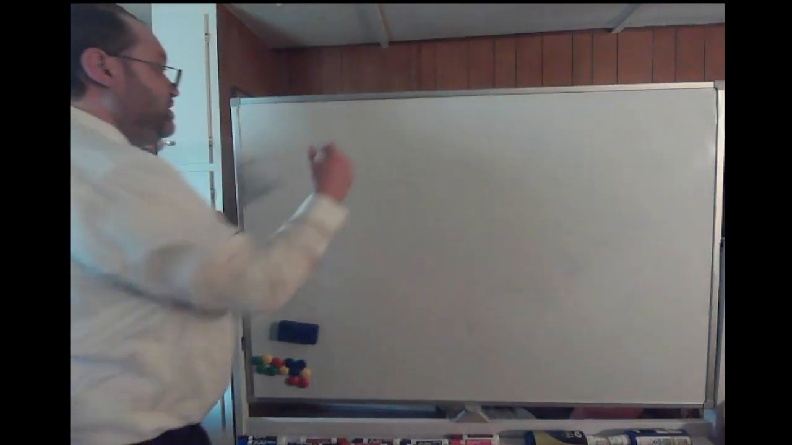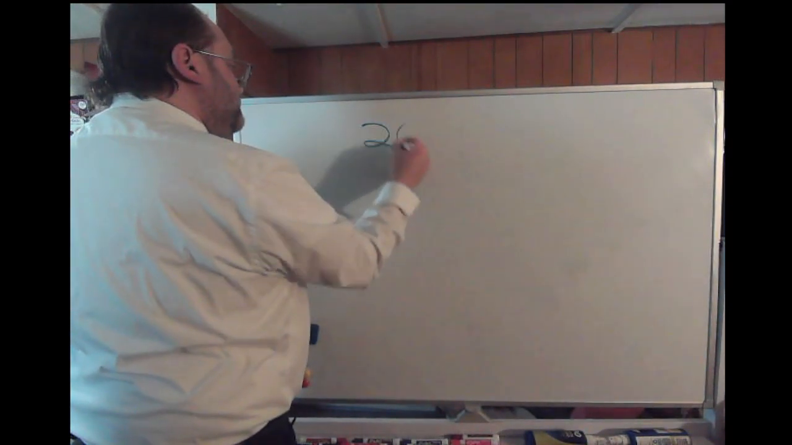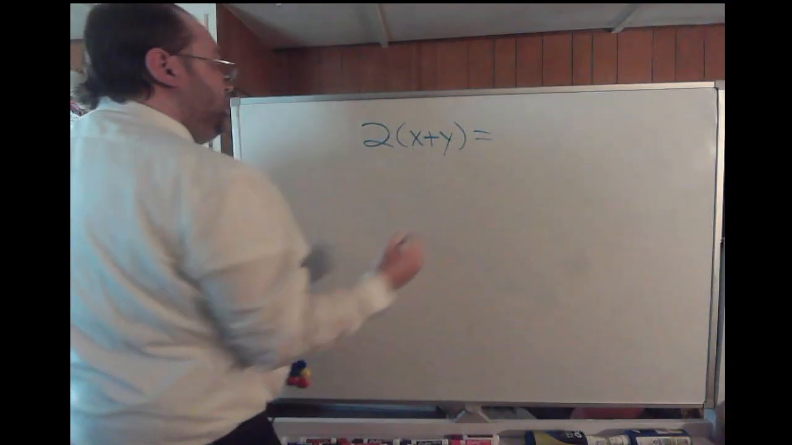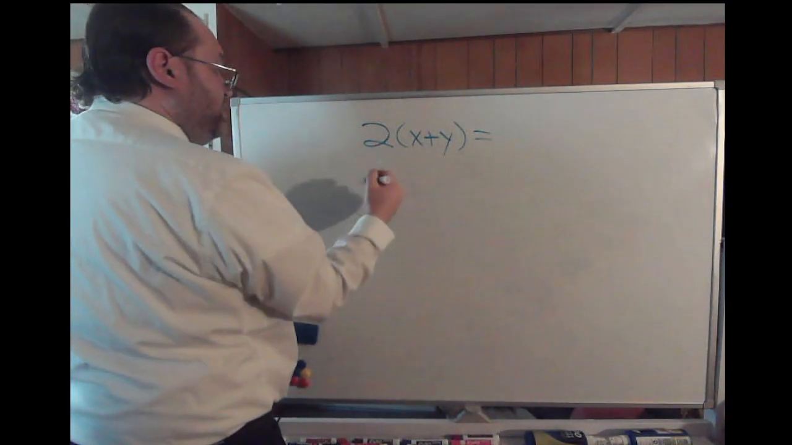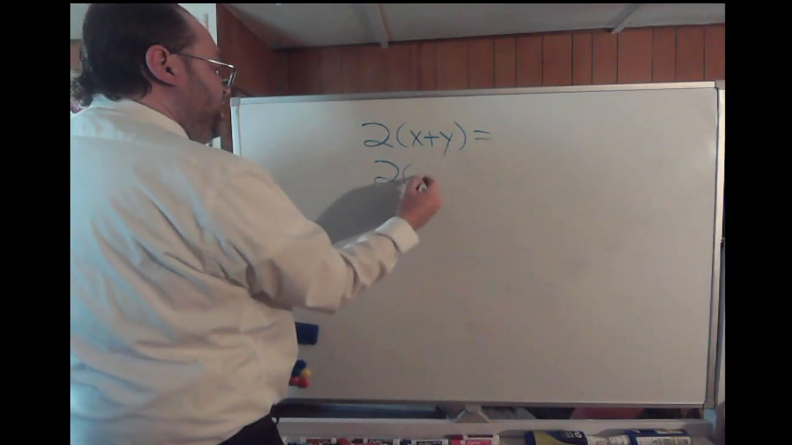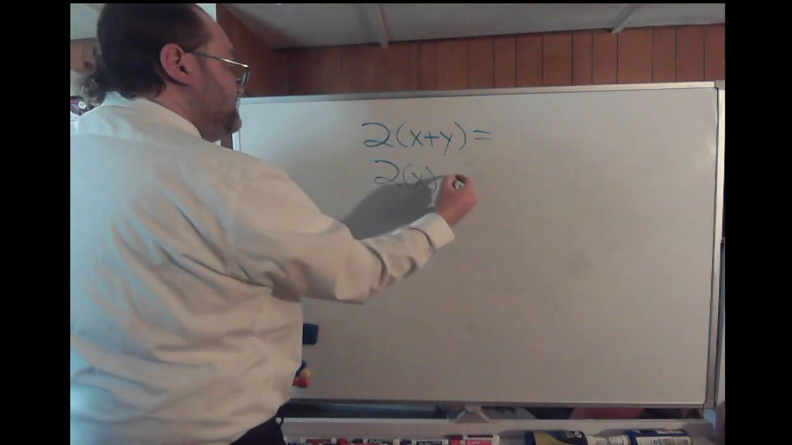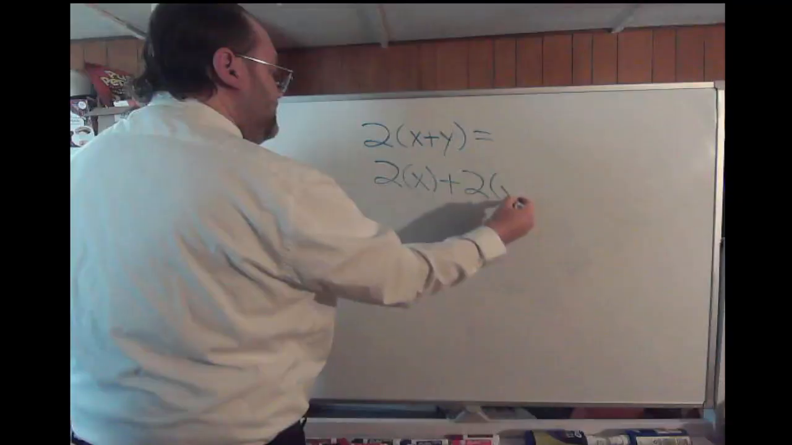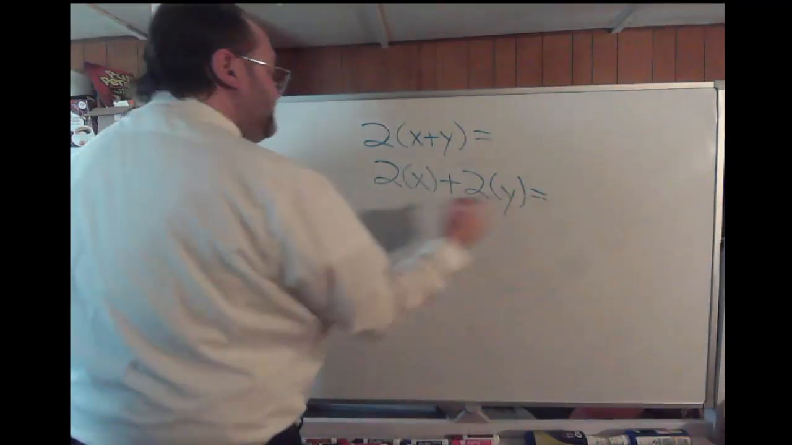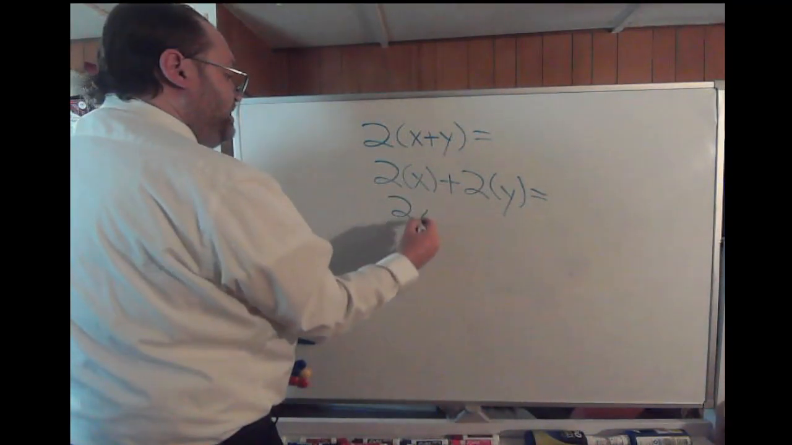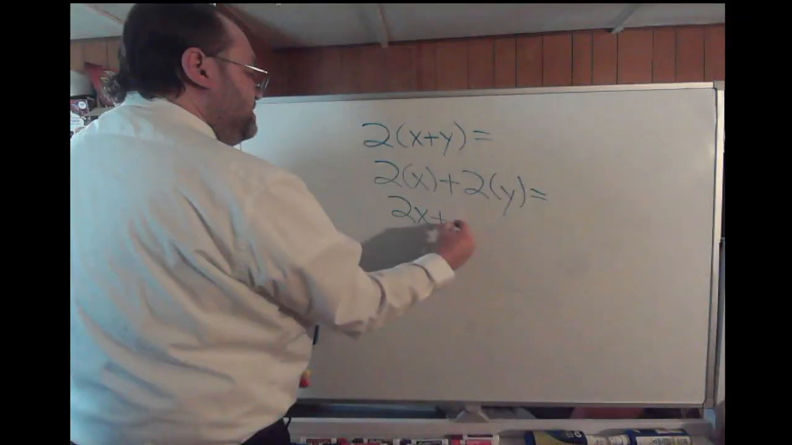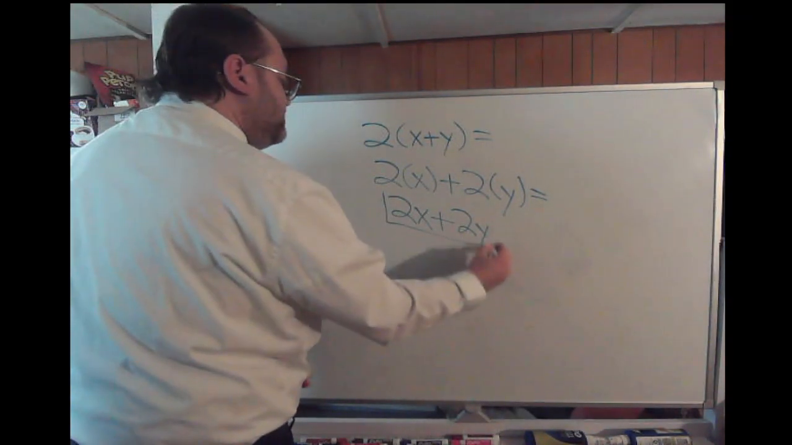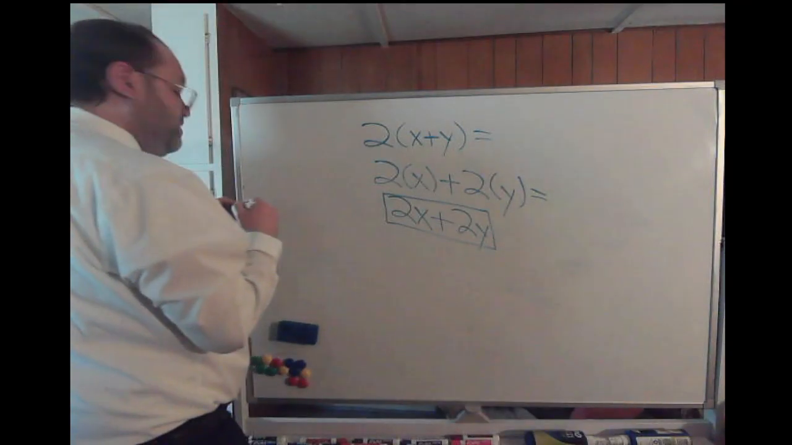So we have 2 times x plus y. Well, of course, you're going to take that number, multiply it by your x, plus 2 times your y. Well, when you simplify this, 2 times x is just 2x, plus 2 times y, well, that's just 2y. So your answer would be 2x plus 2y.